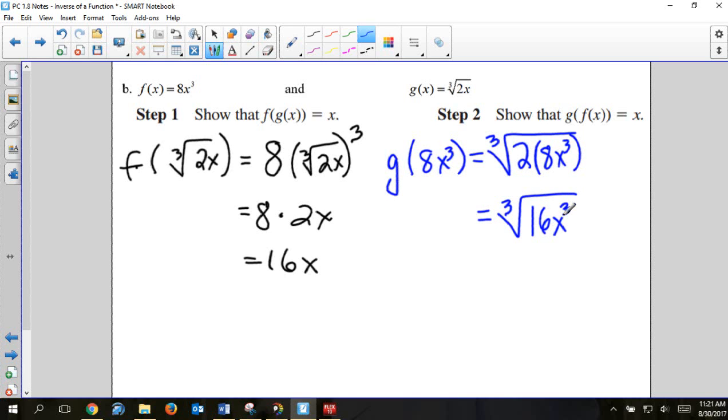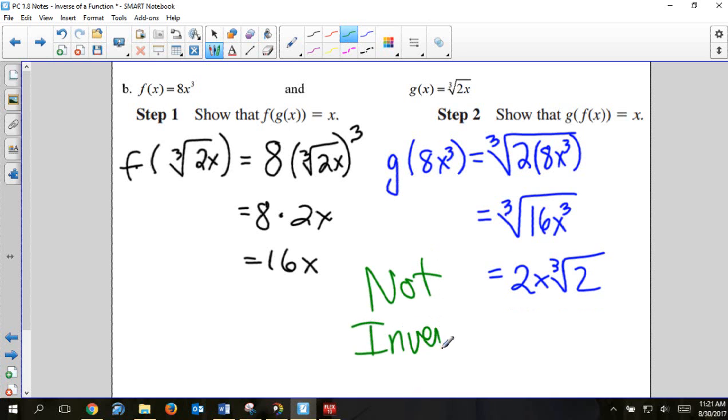And is 16 a perfect cube? No, 8 is. I could have cube rooted it up here. This would be the same thing as 2x times the cube root of 2. And that's definitely not equal to x. So we can conclude that these are not inverses. You can say that they're not inverses.